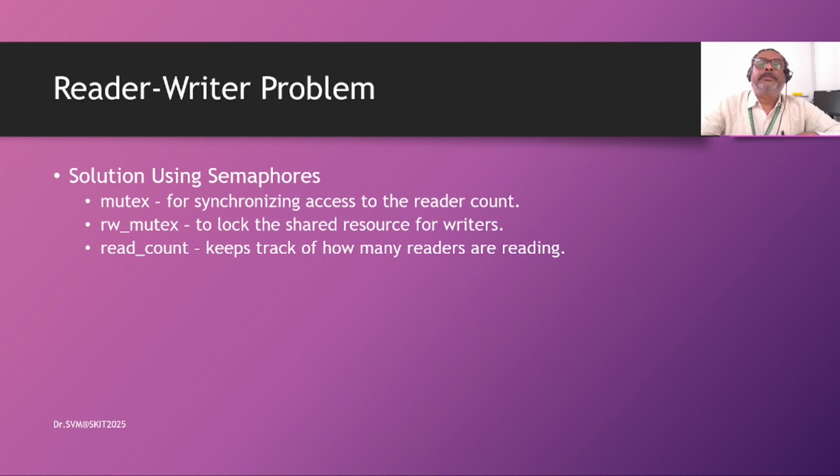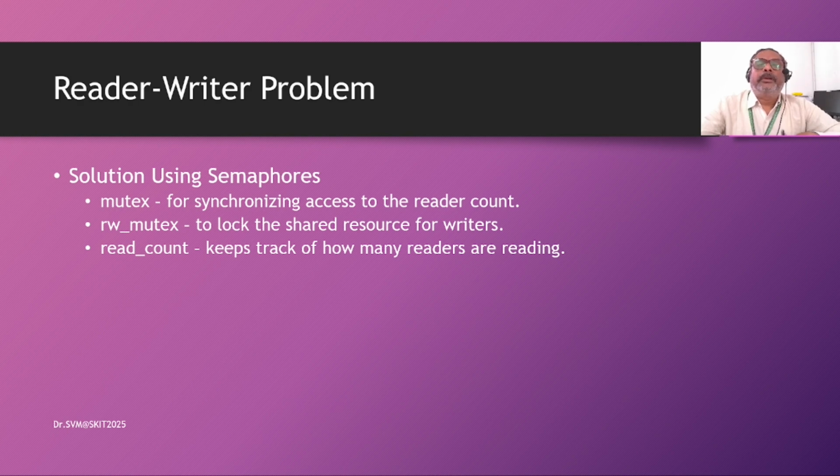The updation of the read count has to be done at atomic level. So to maintain atomicity, the mutex is a semaphore used for the same. Then we have the read-write mutex, that is to lock the shared resource whenever we are going for writing. So whenever we are writing, we make sure that we use the read-write mutex, and we have a shared data, that is a read count, which keeps track of how many readers are reading.